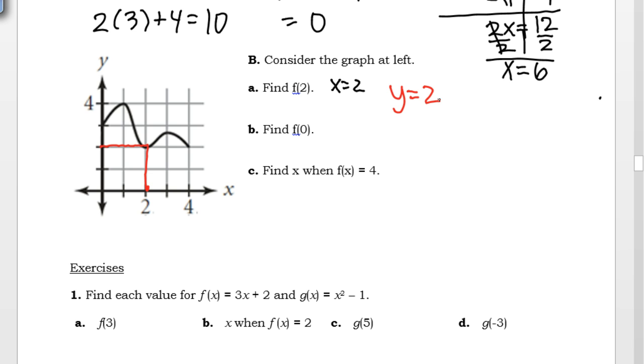Letter B says find f of 0. Again, that means x is 0. So on my graph, I'm going to, on my x-axis, go to 0 and go up to my graph, and I'm already on the y-axis, so I know that's coming out at 3.